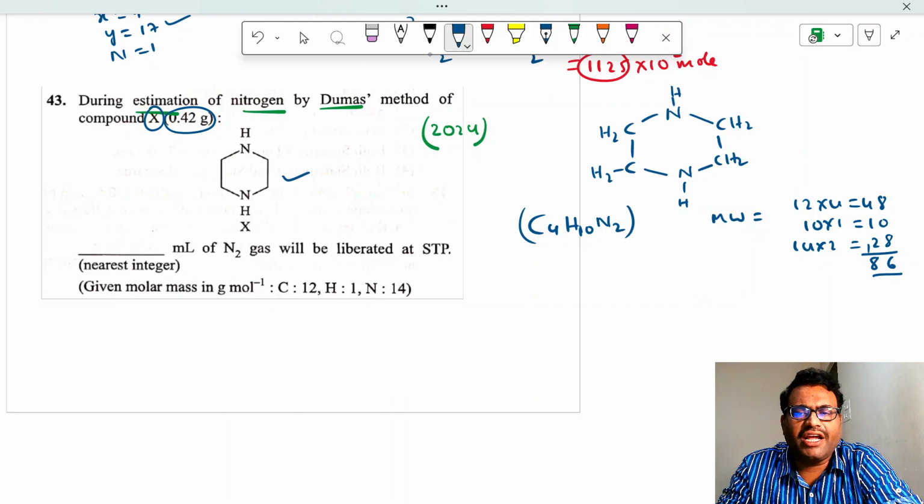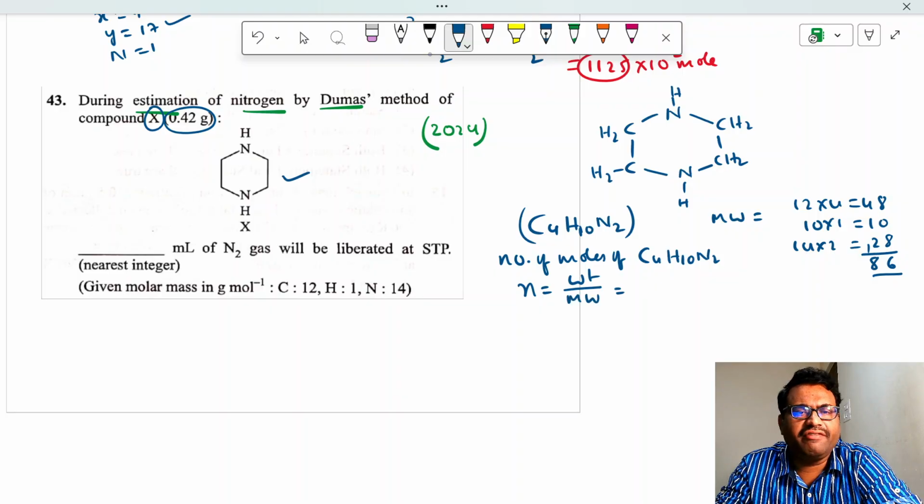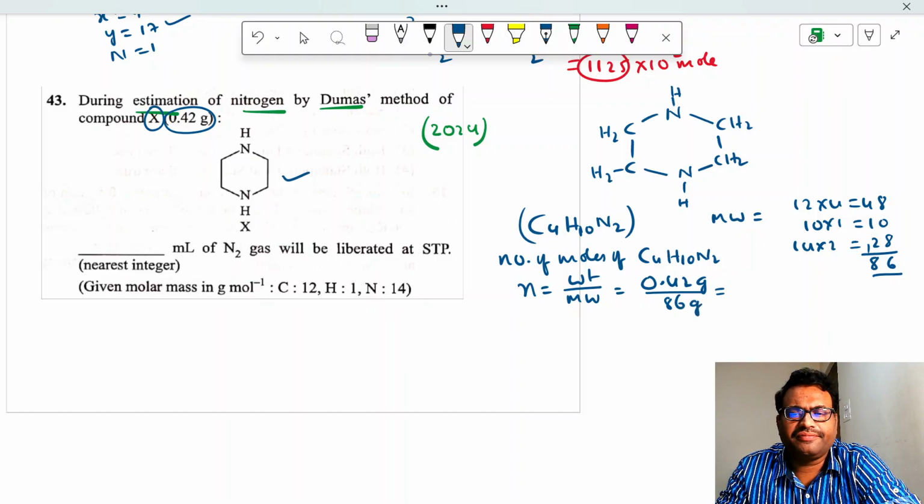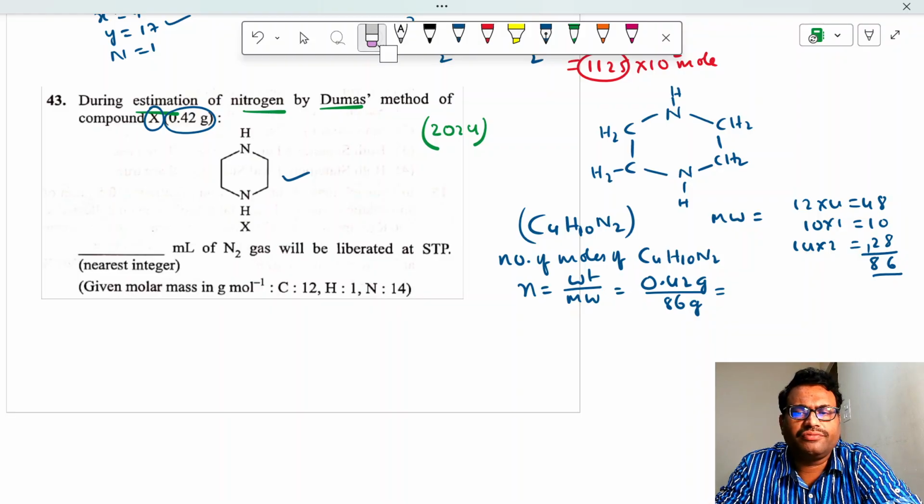And if I ask you to calculate the number of moles of C4H10N2, the number of moles is equal to weight by molecular weight. So how much weight is given? 0.42 grams. So 0.42 grams by 86 grams. Okay. So we got the number of moles.